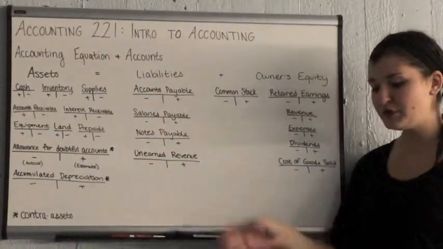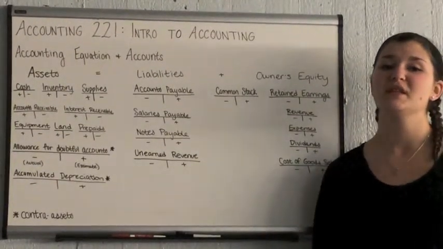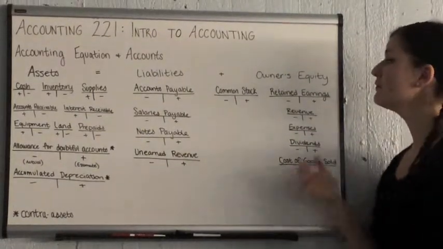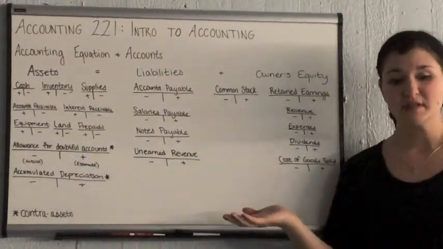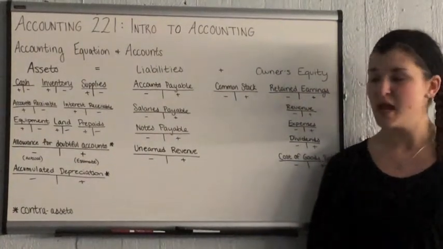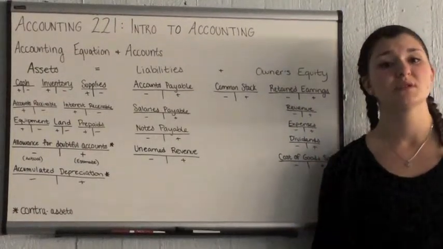With unearned revenue, that is when you've been paid a certain amount, but you've yet to complete the service, so you can't actually book it as revenue yet. With owner's equity, we have common stock, which is when you sell a part of your company and you get money for that, and then that's typically how businesses will start up.